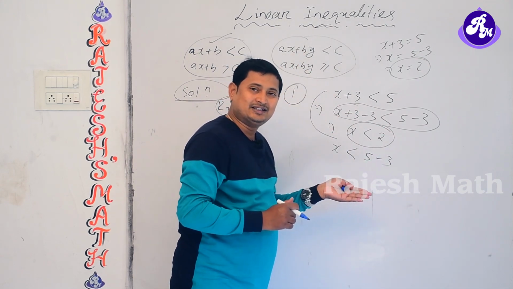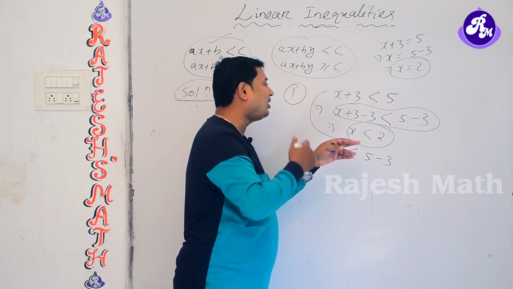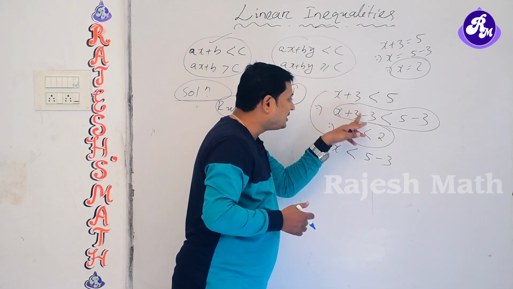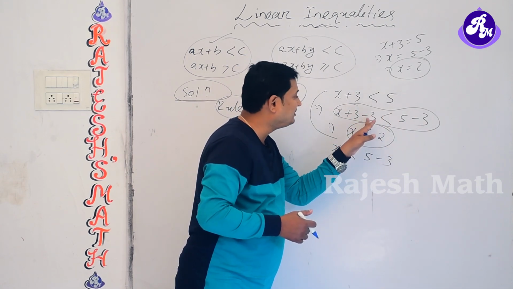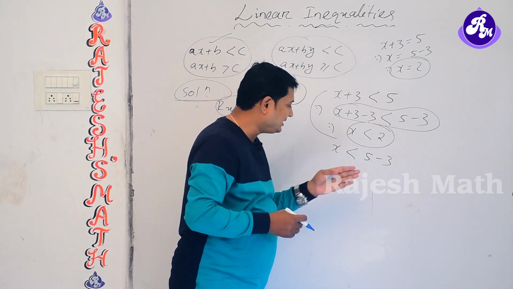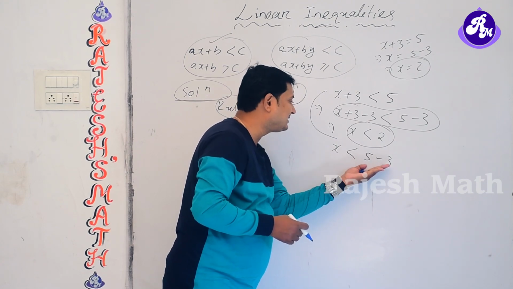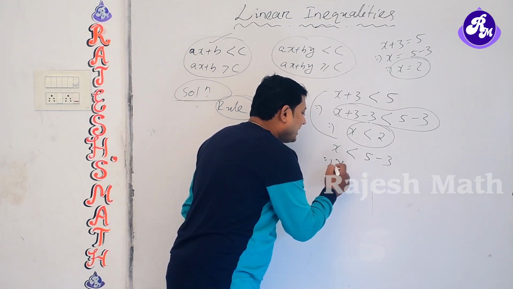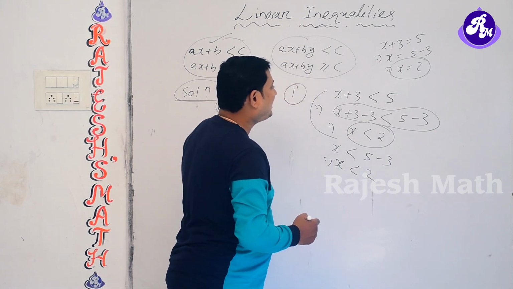But you can write it. Why? Because in the background this is going on: x plus 3 minus 3, less than 5 minus 3. I have taken minus 3 on both sides. Then it will come directly x less than 5 minus 3, that is x less than 2.